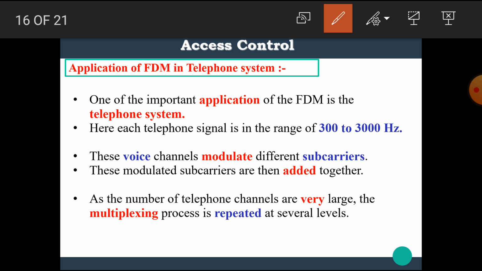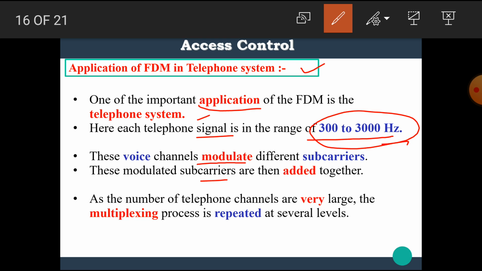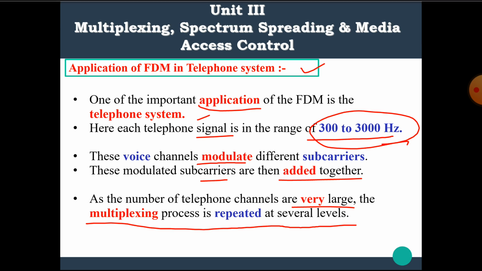Now let's see the next point, the application of FDM in telephone system. One of the important applications of FDM is the telephone system. Here each telephone signal is in the range of 300 to 3000 hertz. We know that normal human speech frequency lies between 300 to 3000 hertz. These voice channels modulate different subcarriers. These modulated subcarriers are then added together. As the number of telephone channels is very large, the multiplexing process is repeated at several levels.